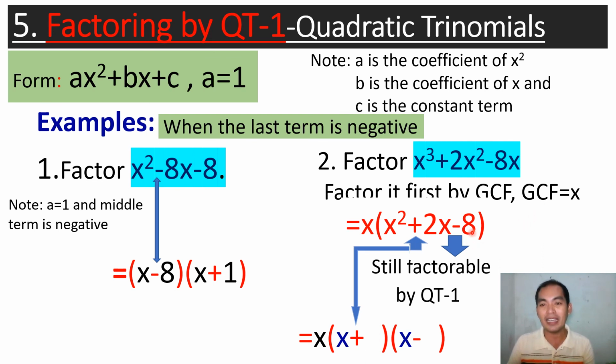When you multiply it is 8. When you subtract it is 2. So we have 2 times 4. 4 times 2, 8. 4 minus 2 is 2. Yung 4 ang positive. So dito ilalagay yung 4, dito ilalagay yung 2. And this is the complete factored form of the given expression. We have x times the quantity of x plus 4 times the quantity of x minus 2.